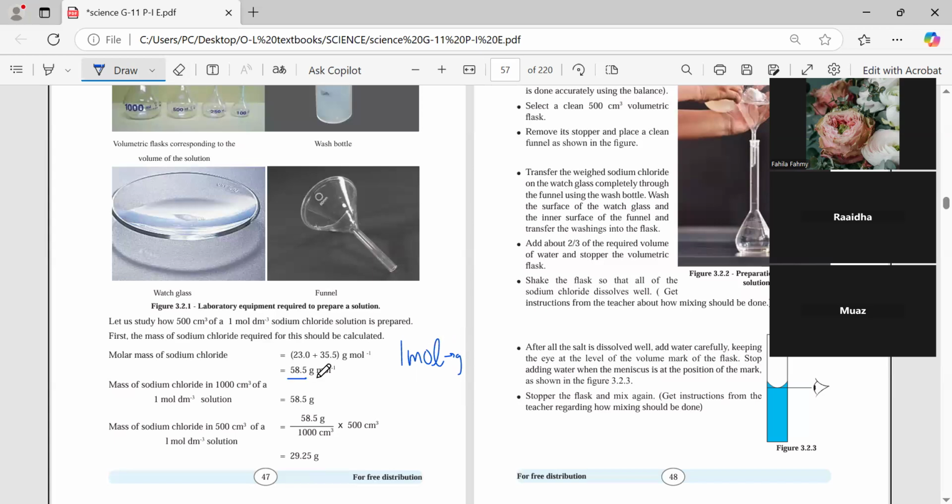If I tell you 58.5 grams per mole, it means in 1 mole there is 58.5 grams of sodium chloride. So if I want half the substance, look at this: the mass of sodium chloride in 1000 cubic centimeters of a 1 M solution is 58.5 grams. I have to take half of it. That would be 29.25 grams.